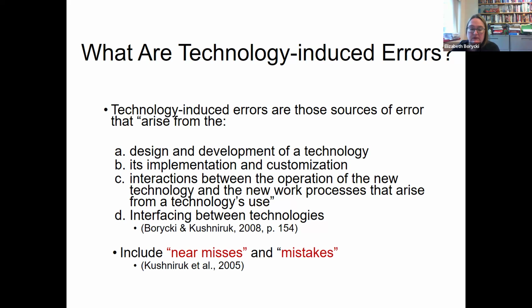And I like to think about these in terms of a near miss being something that a clinician identifies and tries to correct, and it's an opportunity to improve that technology and make it more safe. And a mistake is something that actually happens and that we need to understand the underlying reasons for why it occurred, again, so we can improve that technology and reduce the likelihood that it would cause errors in the future.